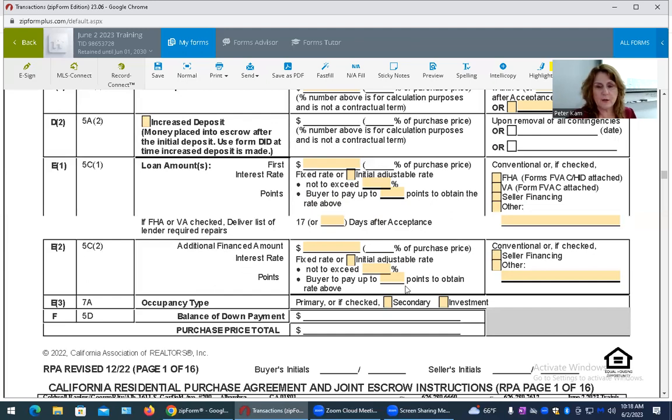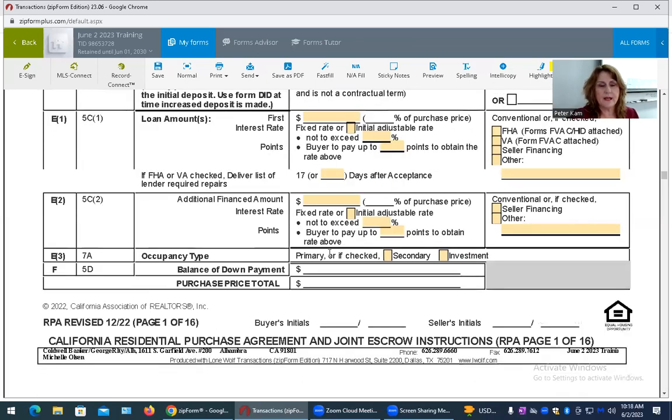Additional financed amount, if this applies, normally it's not going to, but maybe sometimes it does. Please make sure that you're filling it in the same way we filled in the loan amount. It's going to operate the same way, okay? So it's conventional, or if checked, it could be seller financing or some other form.